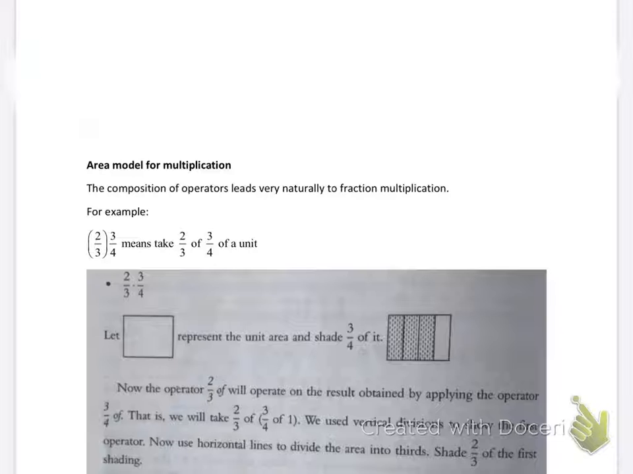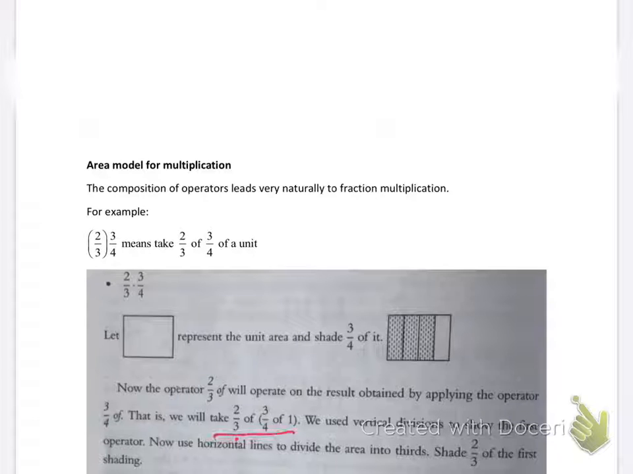So I have to do this over 2 pages, so bear with me. So 2/3 times 3/4. To do this, first you have a whole, and you're going to represent the unit area and shade 3/4 of it. So now you have 3/4 of that. Now the operator 2/3 of will operate on the result obtained by applying the operator 3/4 of. That is, we'll take 2/3 of 3/4 of 1. Okay, so we're going to take 2/3 of 3/4 of 1.